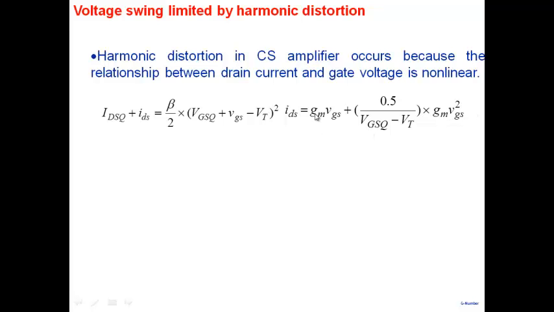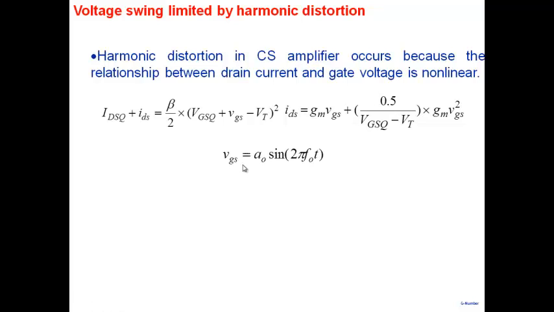All right, so we want to determine the harmonic distortion, and note the source of harmonic distortion. The source of harmonic distortion is that the drain current and gate to source voltage relationship is nonlinear. In this case, quadratic. Similarly, in bipolar, the relationship between collector current and base emitter voltage was nonlinear, exponential in that case. So that's the source of harmonic distortion.